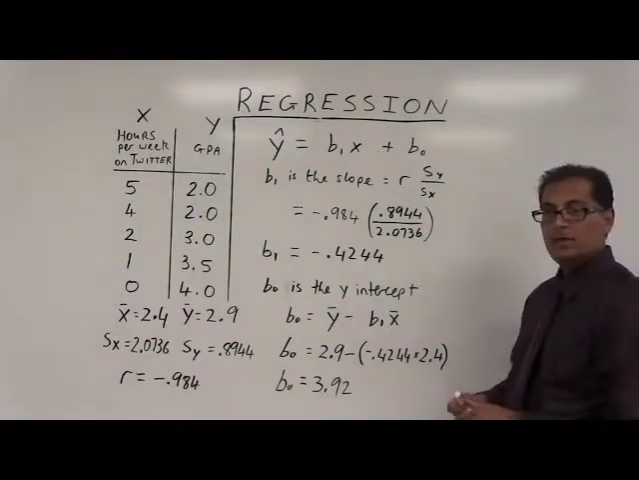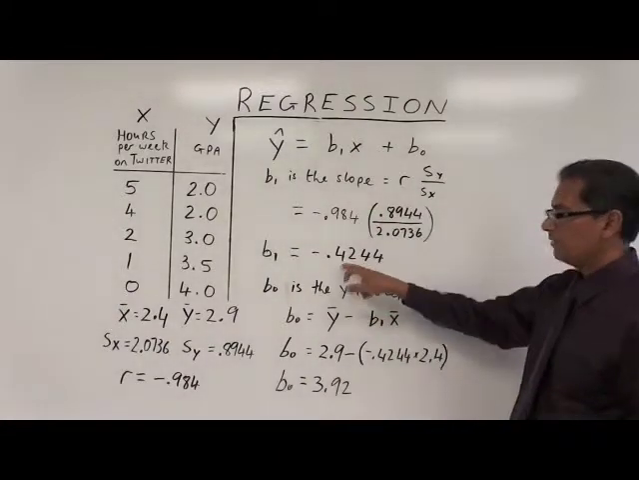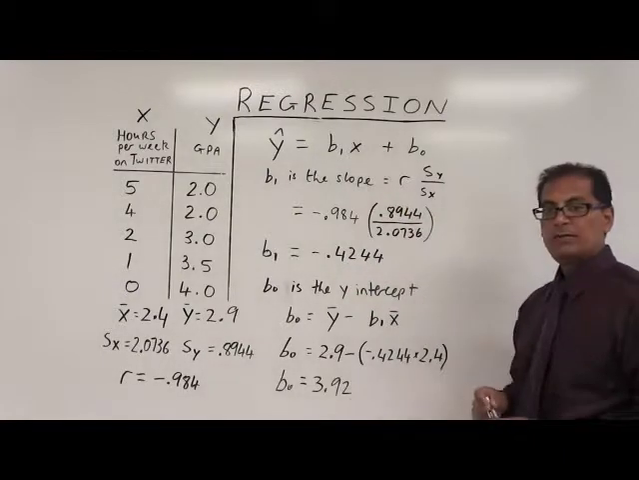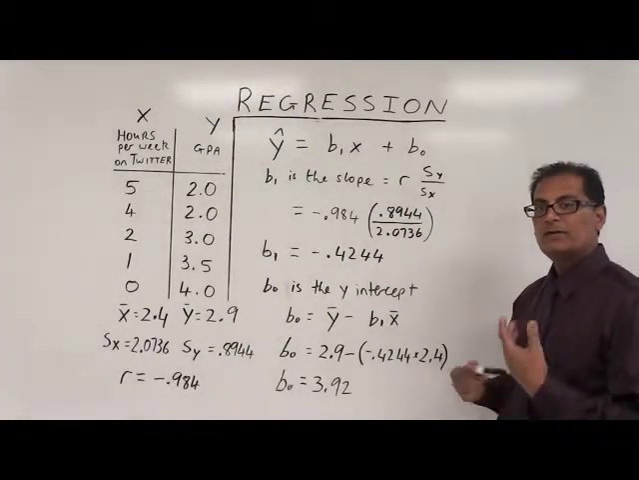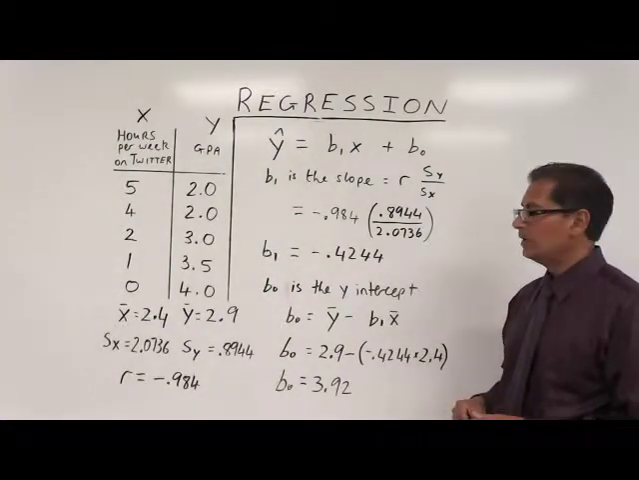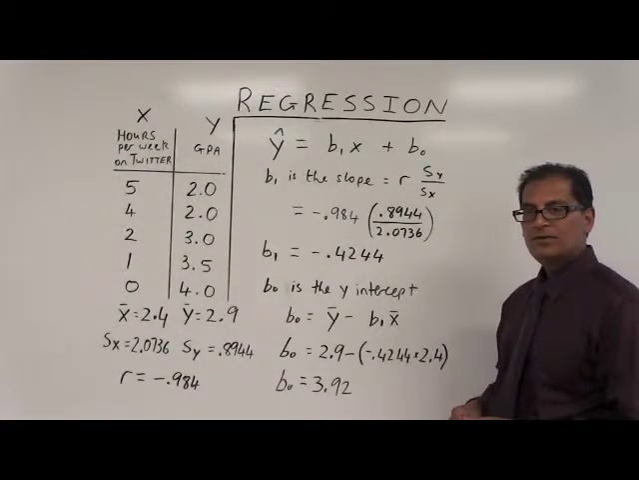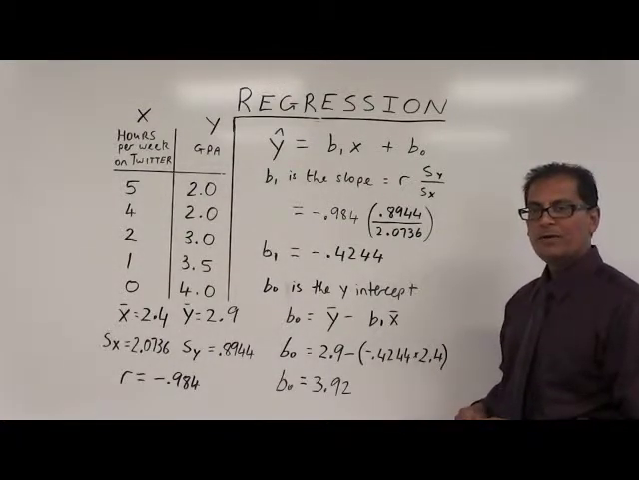If you recall, the equation was y hat equals negative 0.42x plus 3.92. So that's how you calculate the regression equation. Like I said, software can do this for you, but it's good practice to actually do this for a little set of data to see that you understand where these numbers come from.